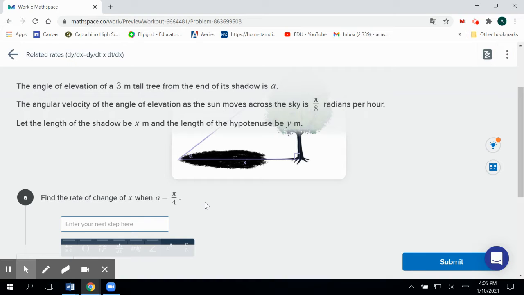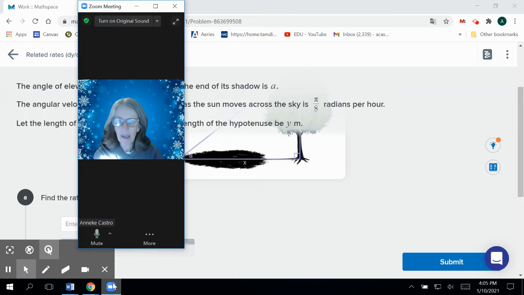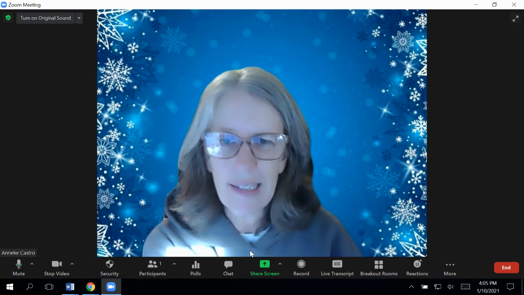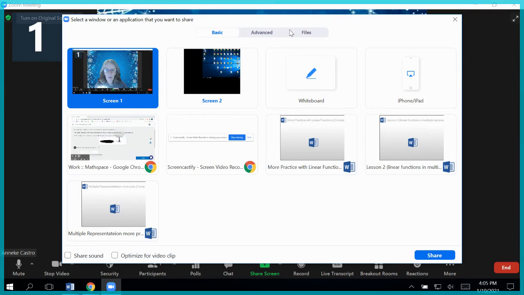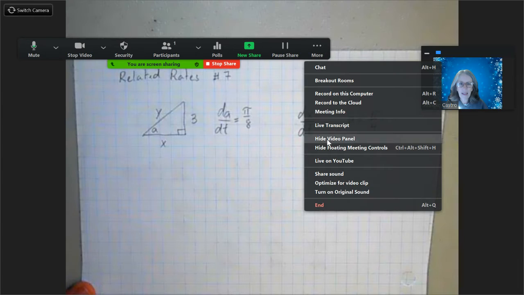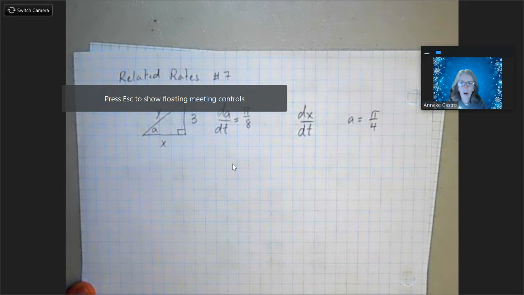So find the rate of change of x when a is equal to pi over 4. That means I need to find dx dt. I'm trying to find dx dt, and I know that a is equal to pi over 4. Okay, so now I have all my information. So now I'm going to go ahead and switch over to my dock camera. So let's see, I can set this up, okay? And hide my bar. All right, so here we go.